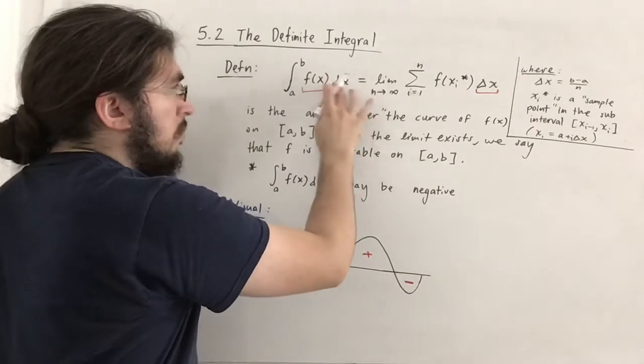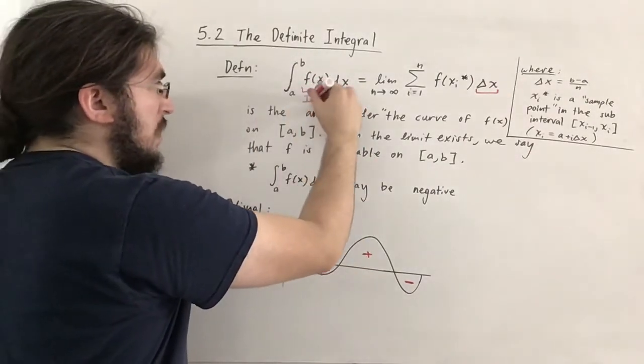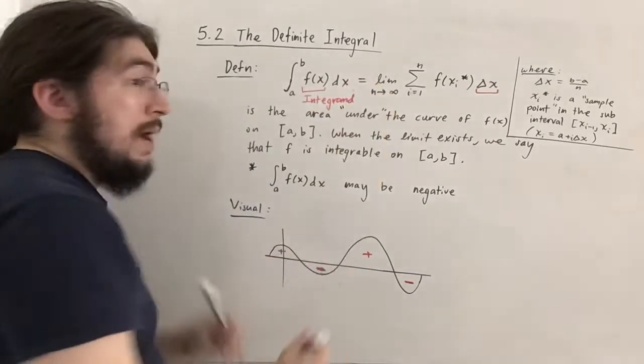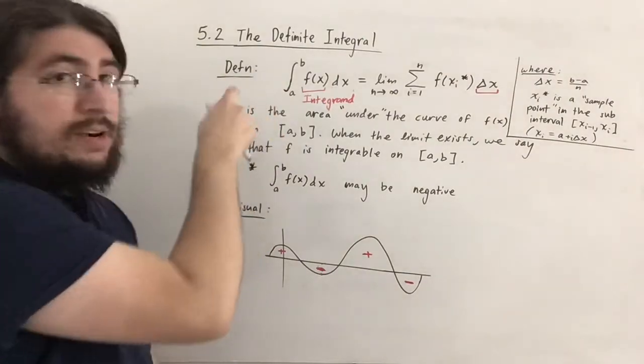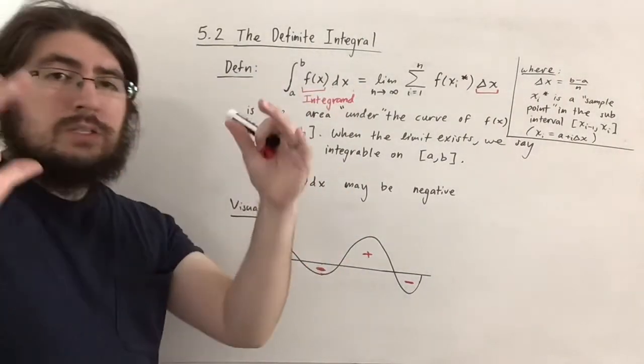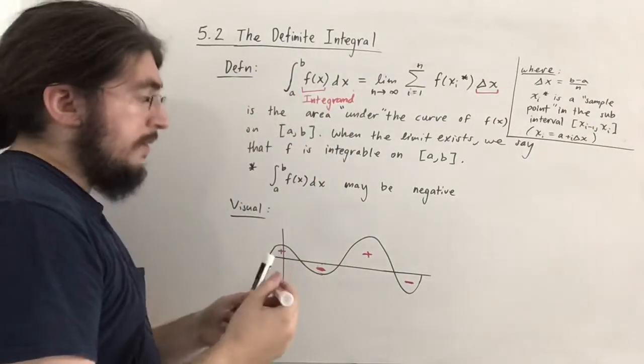Now, this function that we're so-called integrating from a to b is known as the integrand. Kind of think of the inside of the radical as the radicand. The inside of the integral is the integrand. So you always have dx in the integral. The function that's in between the integral sign and the dx, that's the function that you're integrating.